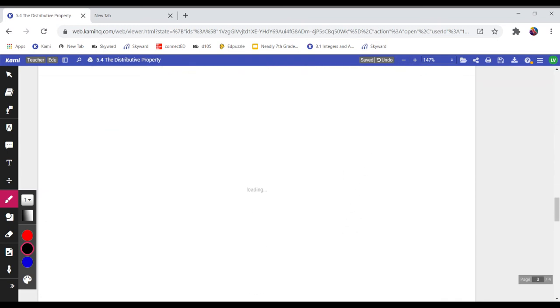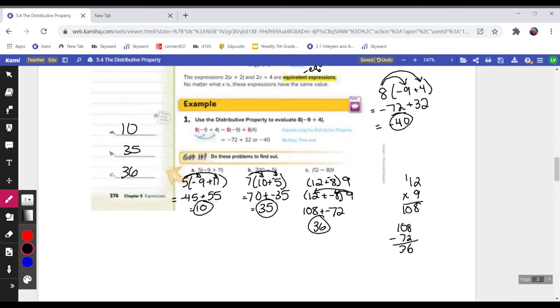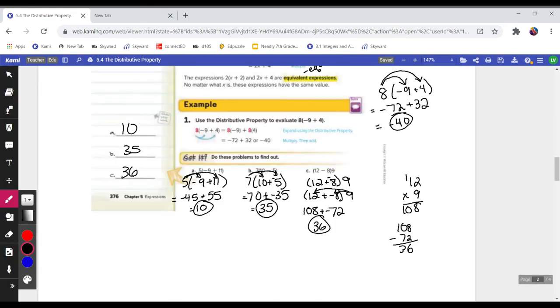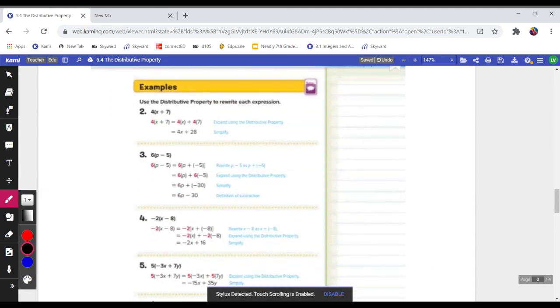Continuing to the next page. Please bear with me for a moment. It was not loading. There we go.